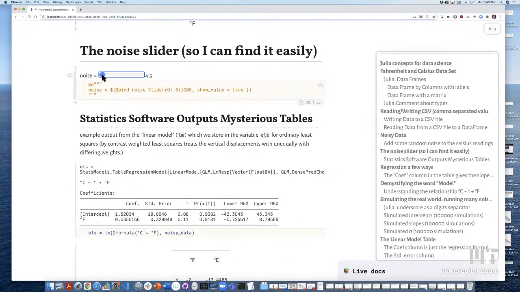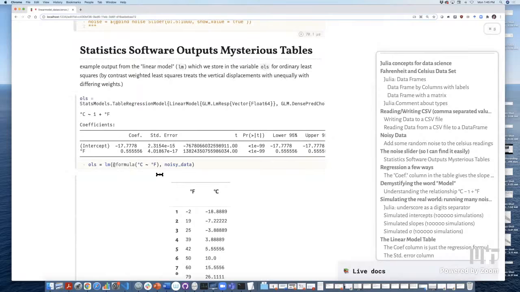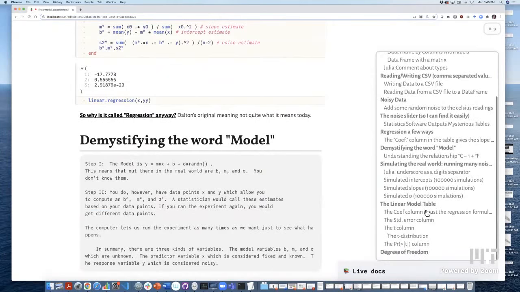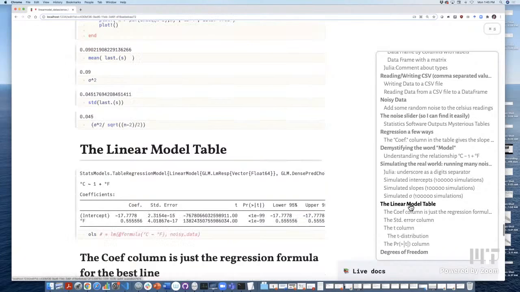And let's look at these T numbers. They go the opposite way, right? When there's no noise, the T is practically infinite. It's huge. And when I go the other way, the T starts to get smaller and smaller. I could tell you what every one of these numbers means because we have that information. So let's go ahead and do that. Let's take a look at the linear model table.